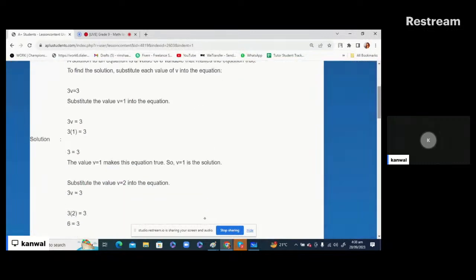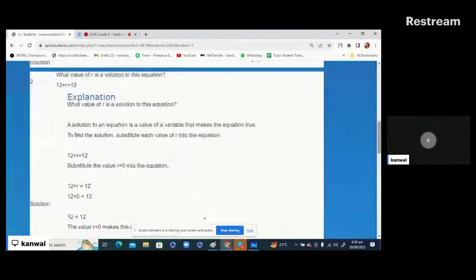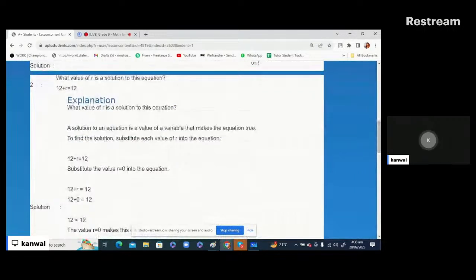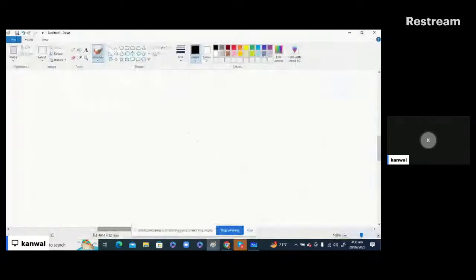Okay, then what value of r is a solution to this equation? 12 plus r equals 12.